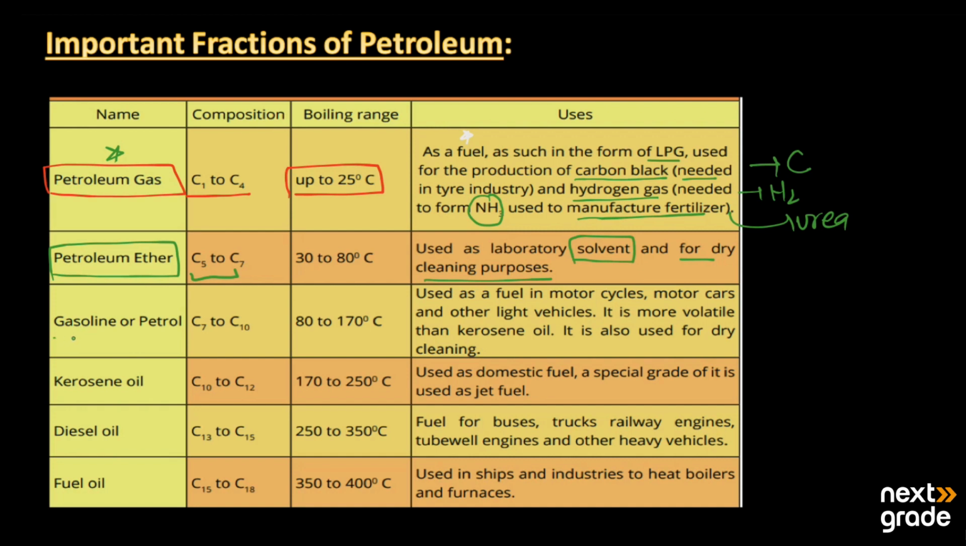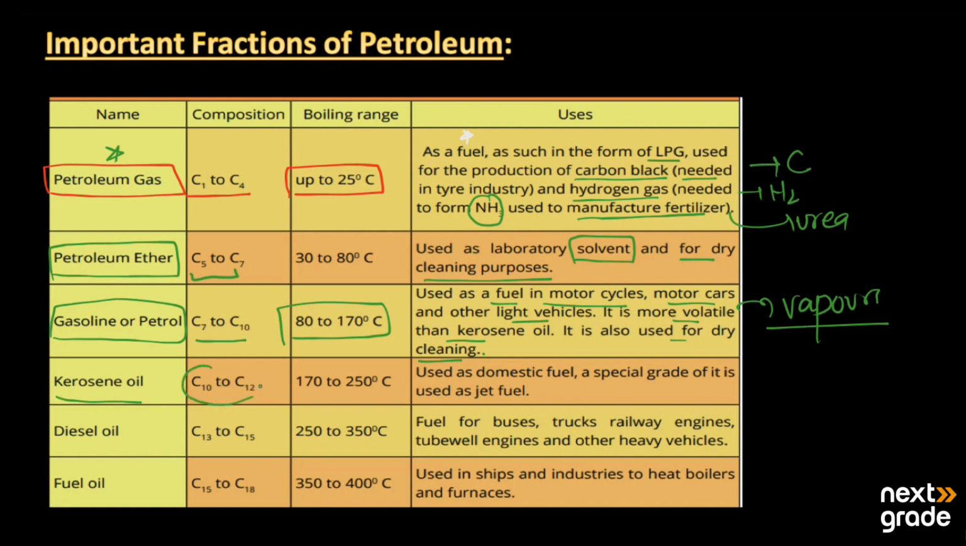The third one is gasoline or the petrol, which has a carbon range from 7 to 10. The boiling point range is 80 to 170 degrees Celsius, and it is used as a fuel in motorcycles, motor cars, and all the different vehicles. And it is more volatile than kerosene. Highly volatile means it can easily change into vapors, and it is also used for dry cleaning purposes. Then we have kerosene oil.